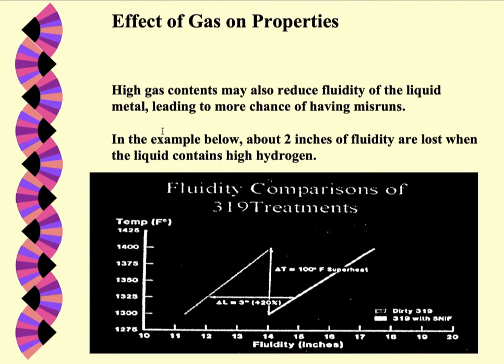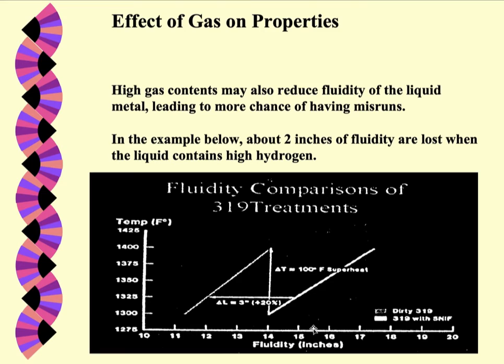Okay, so as you try to flow the molten metal into the casting, you're going to lose fluidity as you put hydrogen in there. So if you have a really gassy metal, you might not fill the casting out. So you need to have a higher superheat, in other words, more heat in the metal.